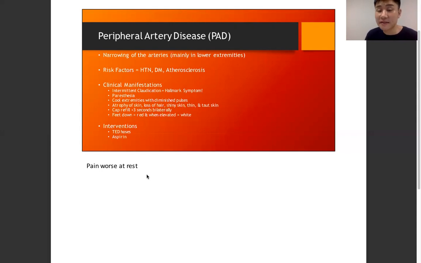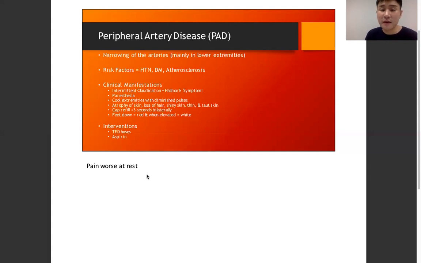Paresthesias, meaning numbness and tingling, cool extremity with diminished pulse, because the blood is not going there. So obviously it's cool, and obviously there's no pulse because the artery is jacked up. The blood is not able to perfuse to that area.